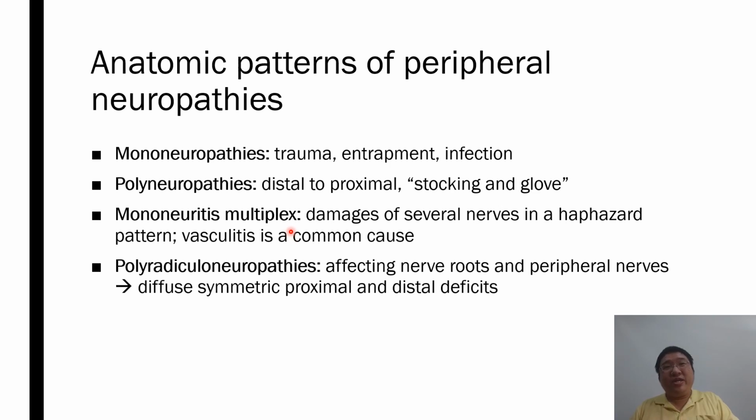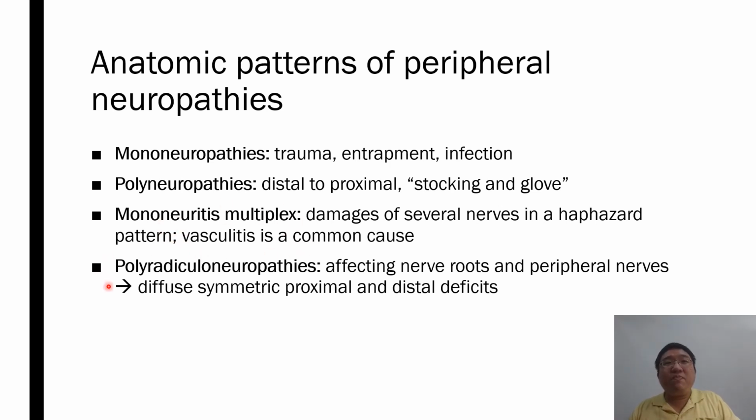The definition of this pattern is damage of several nerves in a haphazard pattern, meaning that we cannot predict which area of the body will be affected. Maybe one nerve here, one nerve there. So the distribution is quite haphazard. This is very typical for vasculitis.